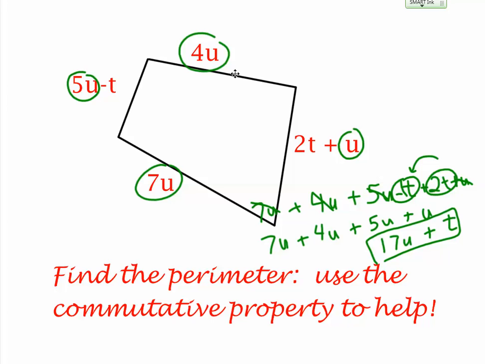So if the length of this side of this quadrilateral is 4u, and the length of this side is 50u minus t, and this side is 7u, and this side is 2t plus u, how do you find the perimeter? So we talked about using the commutative property. So just add up all 4 sides, and then rearrange them so you have all your u's together and all of your t's together, and just combine your like terms. So the best I can do to call this perimeter as one algebraic expression is 17u plus t.